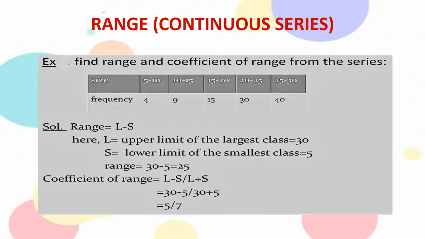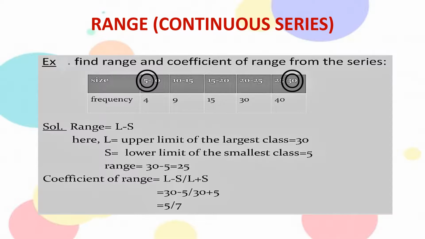Here, always the data should be in exclusive series. So here already the data is in exclusive series. Observe the highest value in this, which is 30, and the lowest value in the class intervals is 5. So L is 30 and S is 5. Substitute into the formulas again.